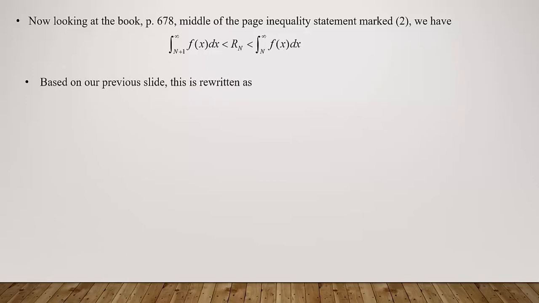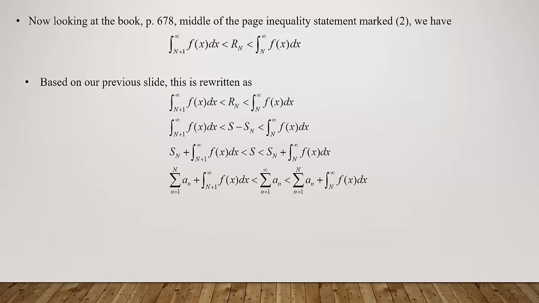Okay, based on our previous slide, I'm going to rewrite that, and I'll go through it line by line. That r sub n we know is s minus s sub n. So that's the second compound inequality statement, just substituting s minus s sub n for r sub n. Add s sub n to each part of the compound inequality.